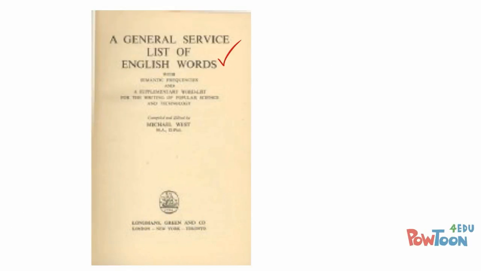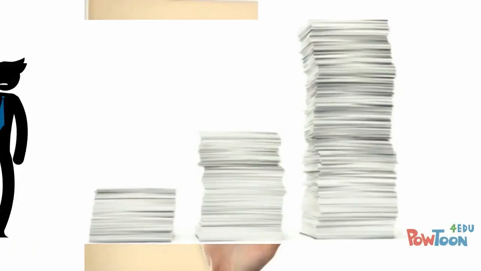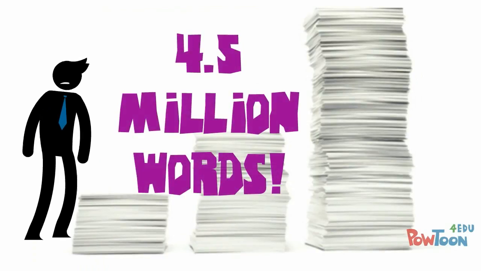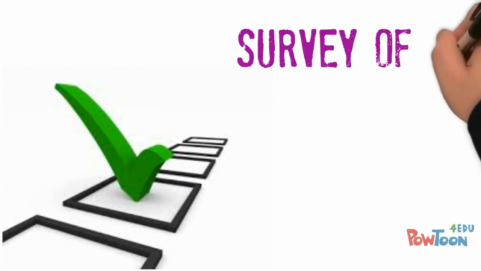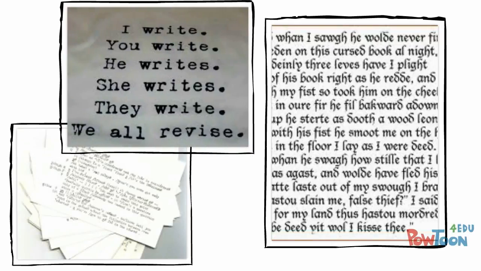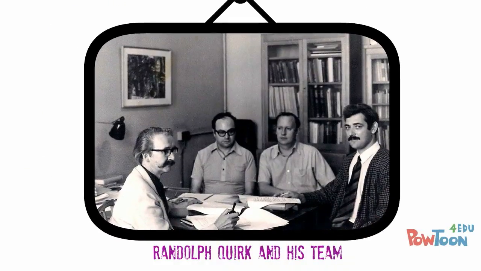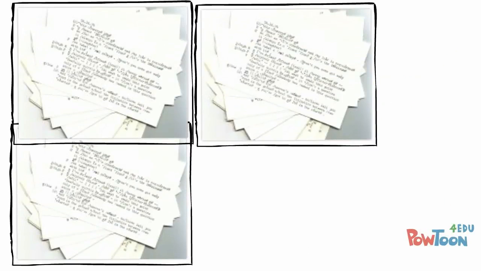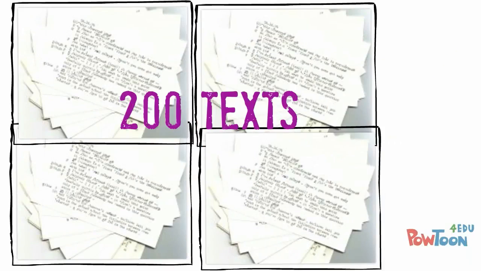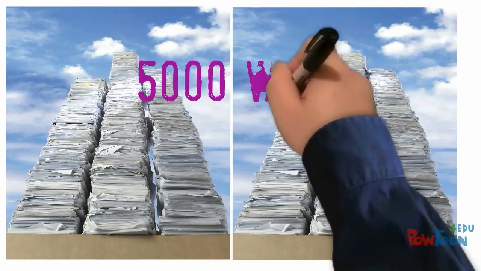And everything was done manually. Wow, just take a moment to appreciate that. 4.5 million words. The Survey of English Usage was also a non-electronic corpus of spoken and written English, and it can be considered the basis of modern corpora. Randolph Quirk and his team started compiling it around 1953. It contained 200 texts, a fixed number, each containing the same amount of words, 5,000 words.